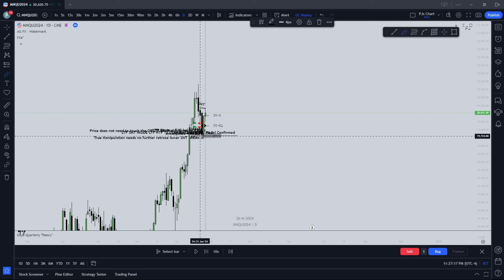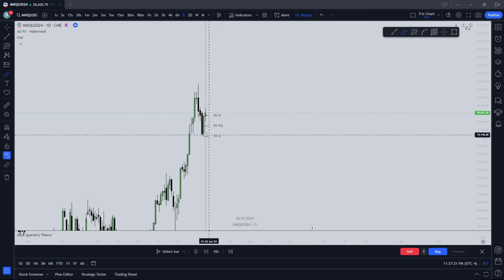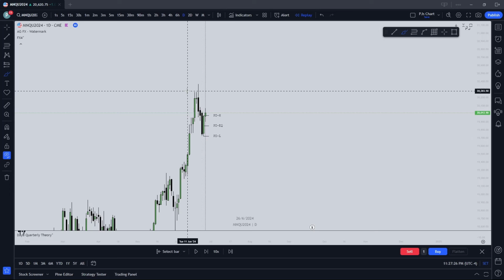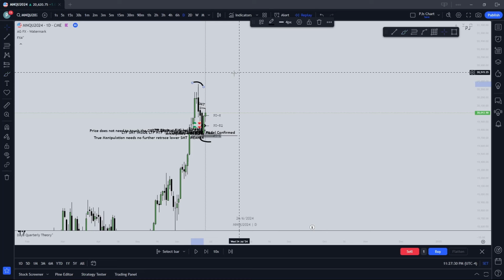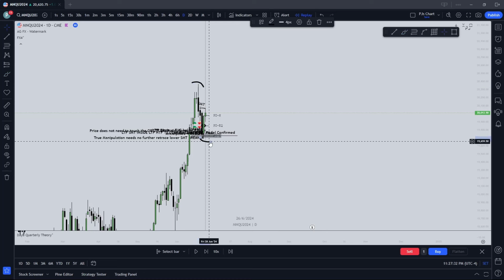And a protected low just means this low that we've put in here, I believe will be protected and should be protected, if we're on the right side of price, until this high is taken out, like we saw happen.